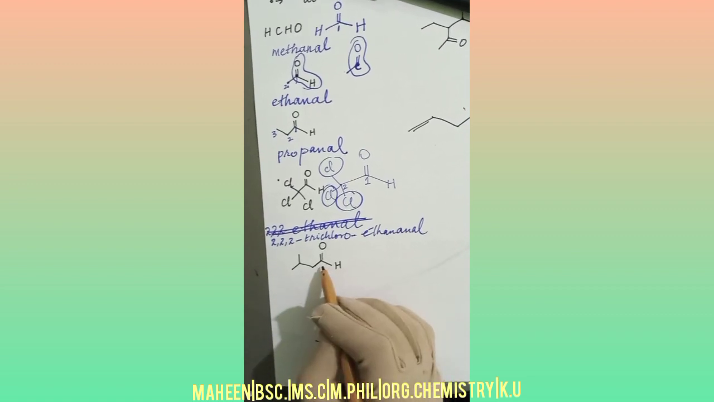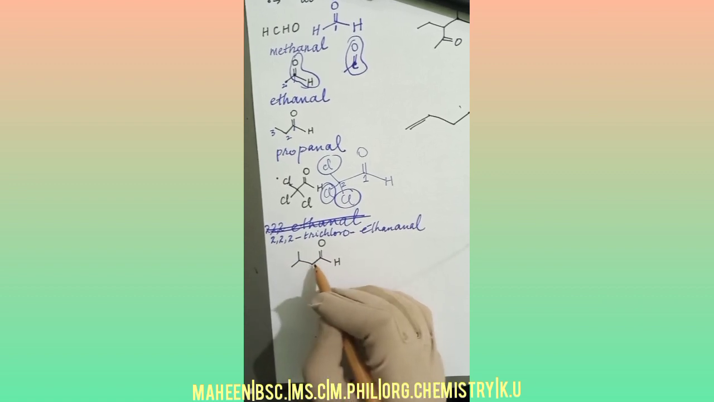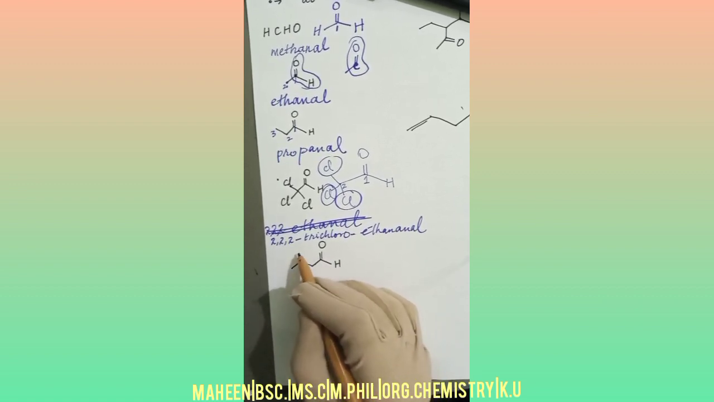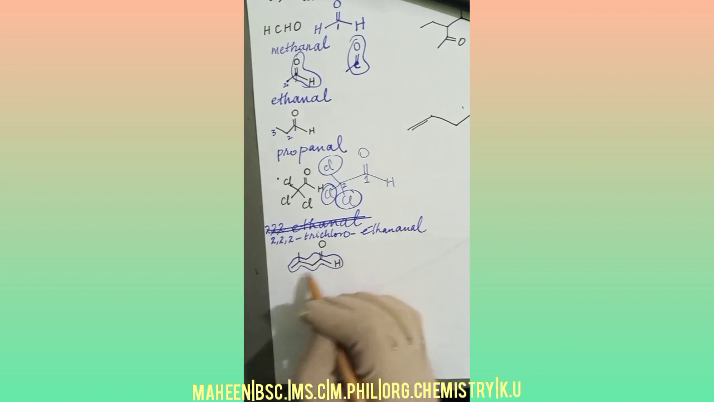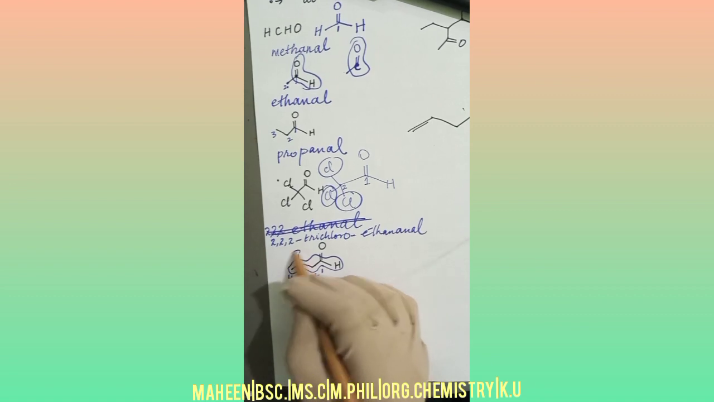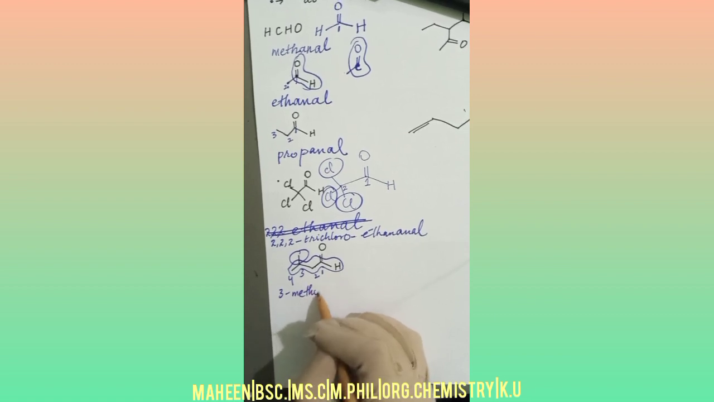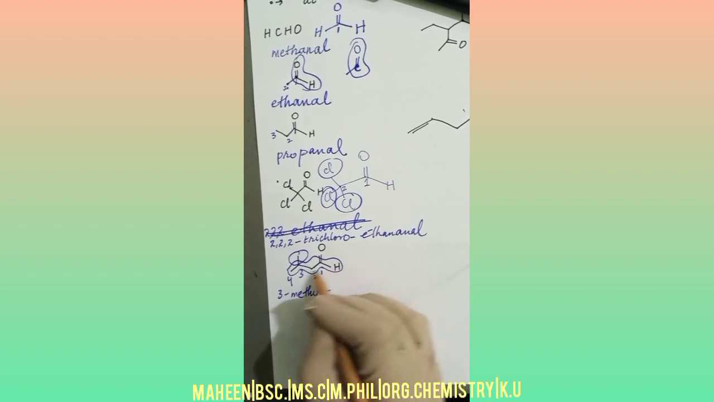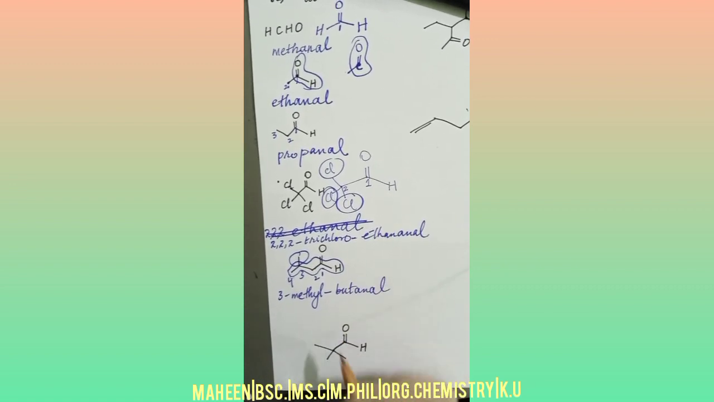Now coming to the next name. First of all, select your longest chain here, because it's a branched structure: 1, 2, 3, 4. I can select any one of these, so I'm going to select this one. So numbering 1, 2, 3 and 4. I have a branch here, so I will have to name the branch first. 3-methyl. Methyl is present at position number 3. With 4 carbon atoms I will use but, and obviously al at the end.